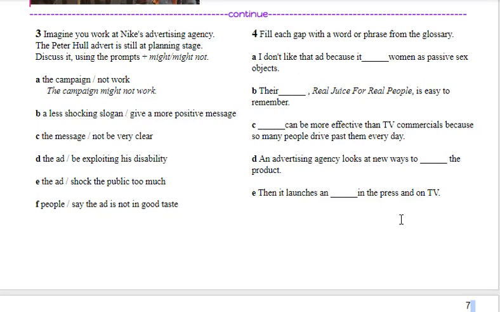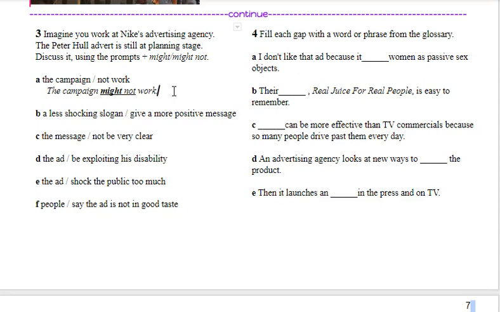The campaign slash not work. The campaign might not work. Okay, so is that part of the sentence they used, might not? Actually, there's already the word not and you just need to add might. What does it mean? The campaign might not work. So there's a possibility that this campaign won't work.